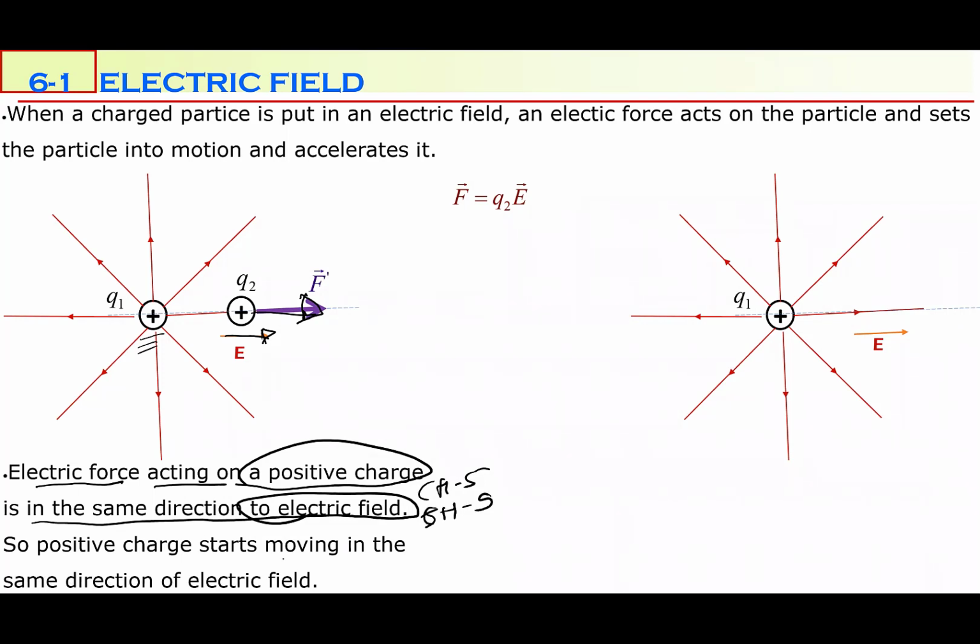So positive charge always starts moving in the same direction of the electric field. This charge will start moving in the same direction of the electric field.